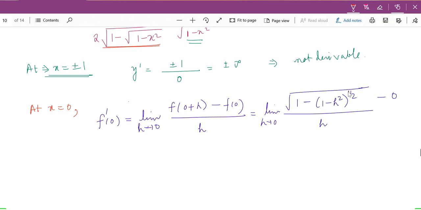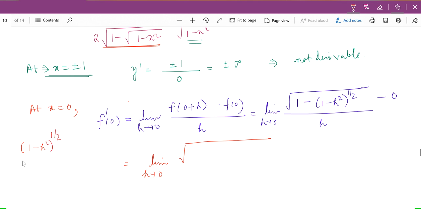And I have written this half for a purpose, right? Because I want to use binomial. Whenever I want to simplify something like this, I use binomial. Okay. So what do you have? Limit h goes to 0, root of, okay, so what do you get there? 1 minus h square power half.